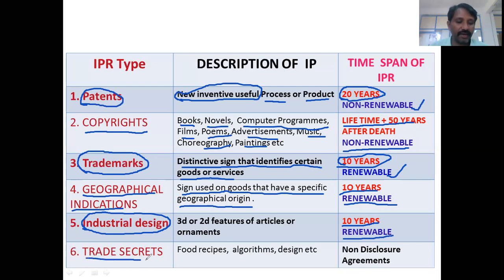And the last one is trade secrets. This means a certain product's composition is secret. They don't reveal it. This is not protected under IPR, but it is the management of that product to keep recipes, algorithms, or designs in a secured place. Whenever they employ any employee, they have to go for a non-disclosure agreement. When the same employee leaves the company, he should not disclose whatever he has done or learned. That non-disclosure agreement is what protects the trade secrets.